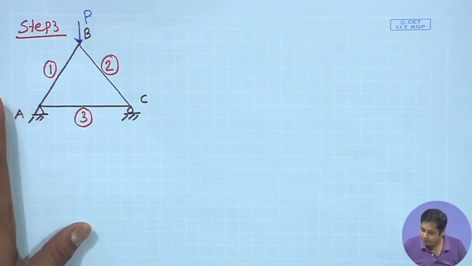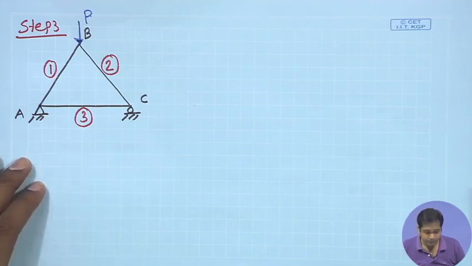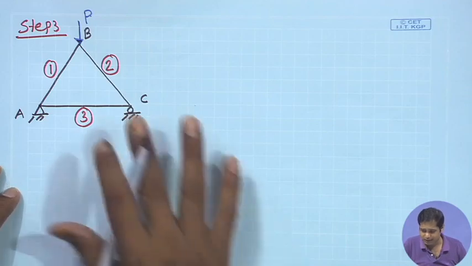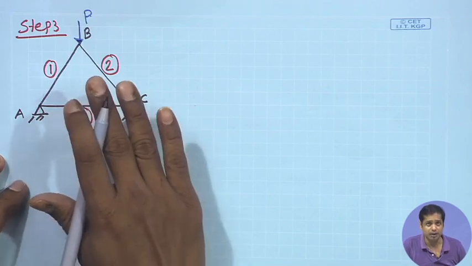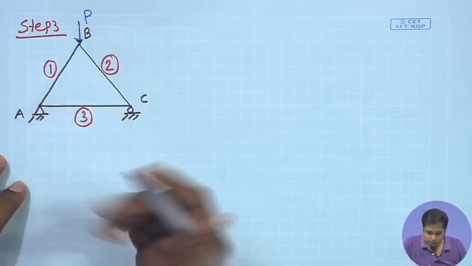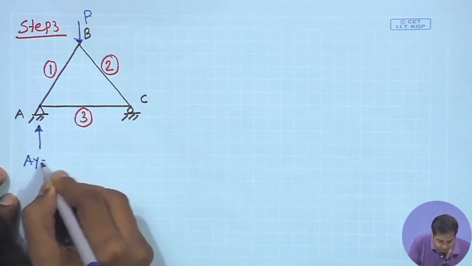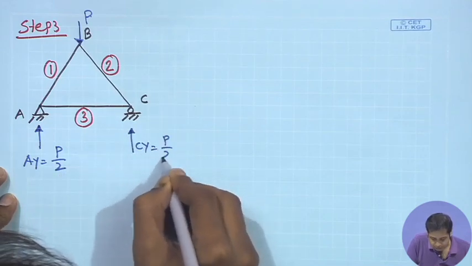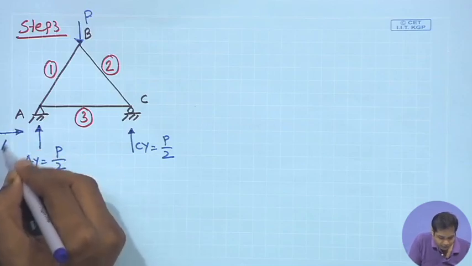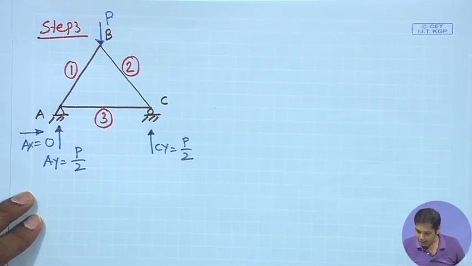We have already solved this structure. When we discussed how to analyze statically determinate structures, we did this solution, so we are not doing that exercise once again. You can go back to that lecture and see the solution of this problem. The support reactions are: Ay is equal to P by 2 and Cy is equal to P by 2, Ax is equal to 0, and the forces in each member are like this.